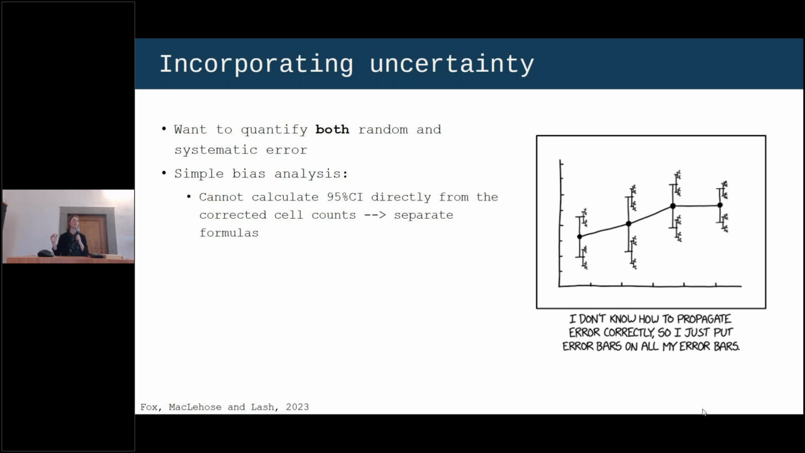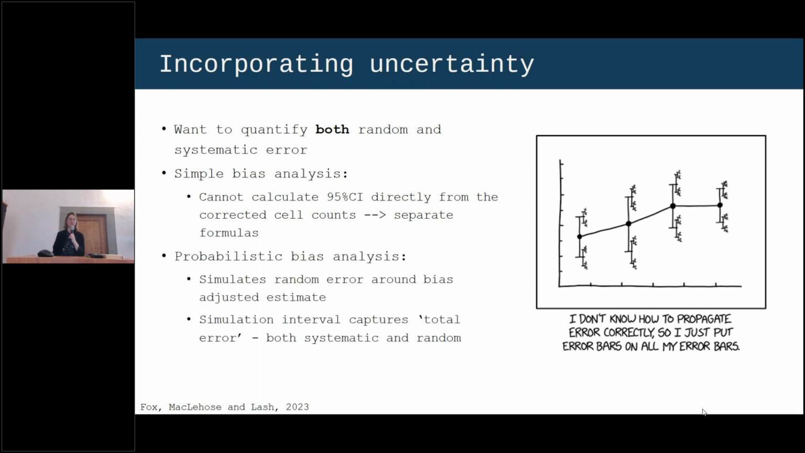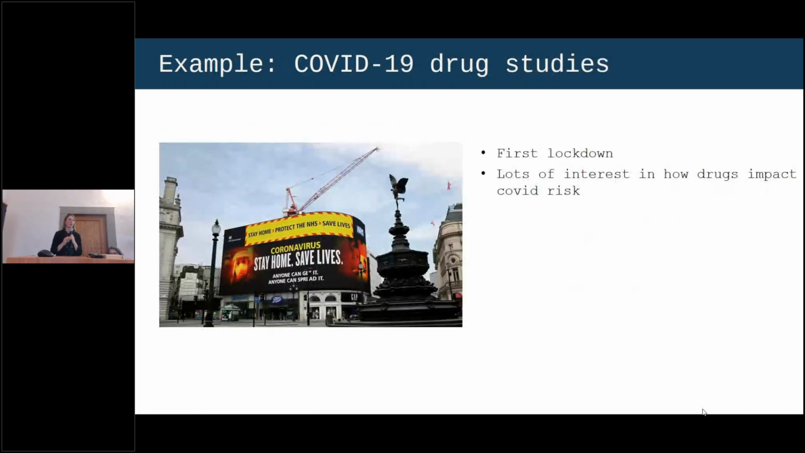There are separate formulas, but what I think most often happens is that in a simple bias analysis, people just present point estimates. So you really only check how much your point estimate varies. In probabilistic bias analysis, on the other hand, we simulate random error around the bias-adjusted estimates within each of our simulations. So we're actually able to get an estimate of uncertainty or total error that incorporates both the systematic and the random error. I wanted to give a quick example of how we used these methods.